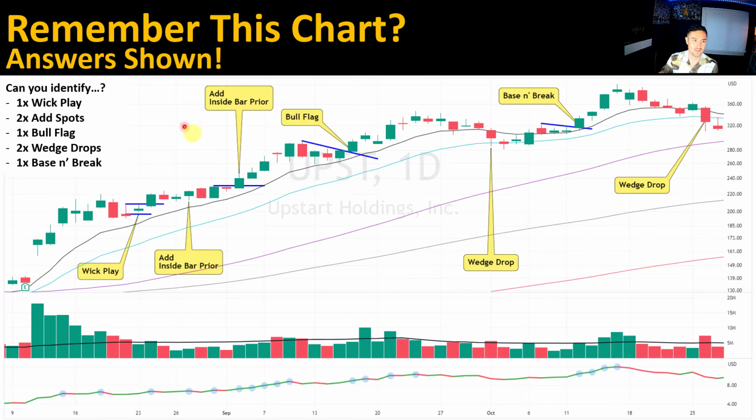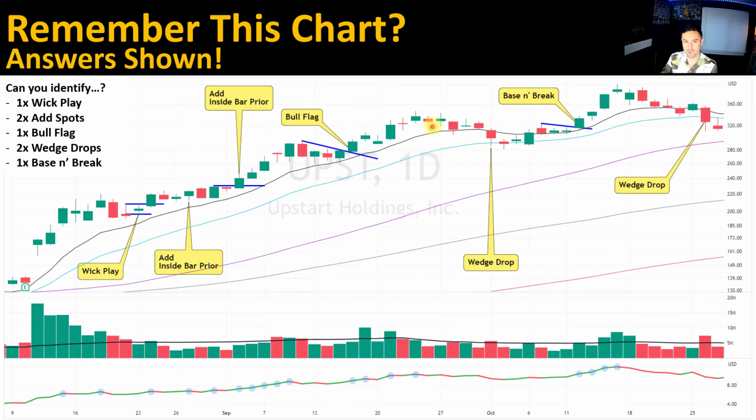There are the points. There is your wick play in there. There is your ad. See, the prior day is an inside bar. Here is your additional ad. See how the prior day is an inside bar and you get this little kind of flat base in here. Here is a bull flag as it pulls back into the key moving averages and a strong close on the prior day. Nice. Here is your wedge drop.